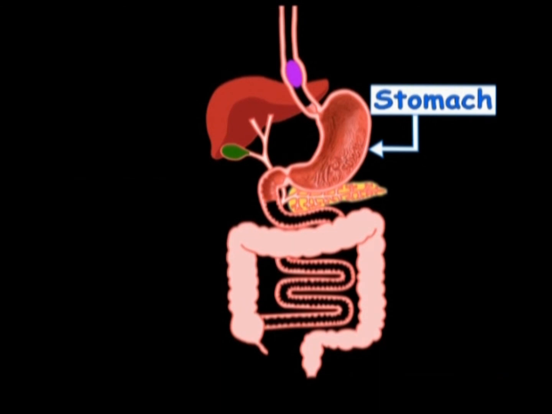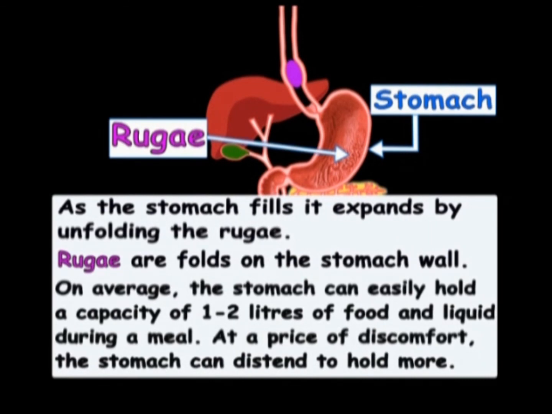Inside the stomach, we have the rugae. As the stomach fills, it expands by unfolding the rugae. Rugae are folds on the stomach wall. On average, the stomach can easily hold a capacity of 1 to 2 liters of food and liquid during a meal. At a price of discomfort, the stomach can distend to hold more.